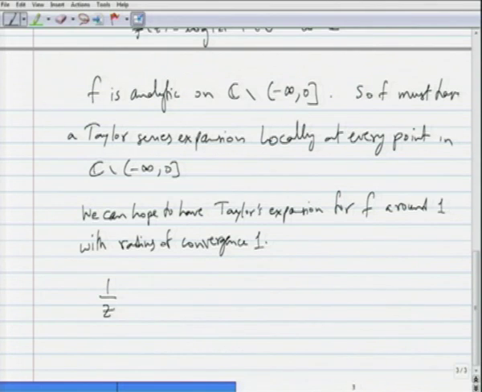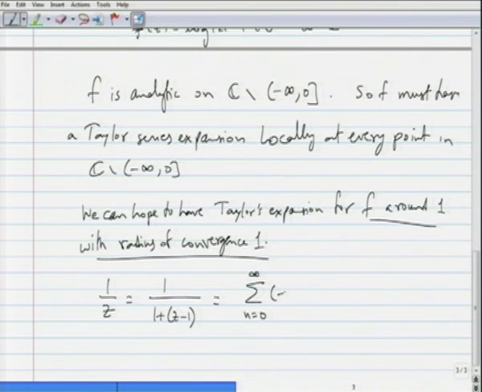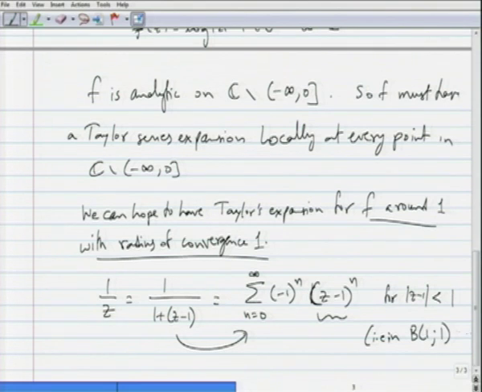Okay. So, first we know that the function 1 by z can be written as 1 by 1 plus (z minus 1). Okay. And in this disk under consideration, the disk of our guess, this is equal to sigma n equals 0 through infinity of (minus 1) power n times (z minus 1) raised to n. Okay. So, this function has this power series expansion, it is a geometric series, as long as the modulus of z minus 1 is strictly less than 1. Okay. That is, z in B(1,1).